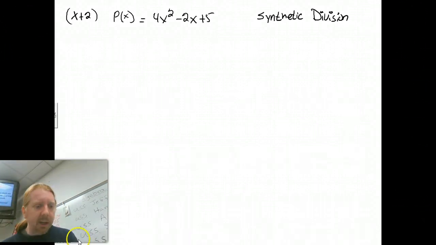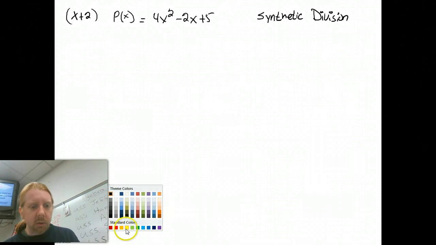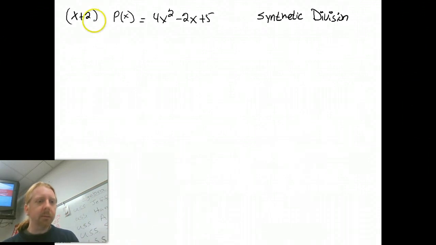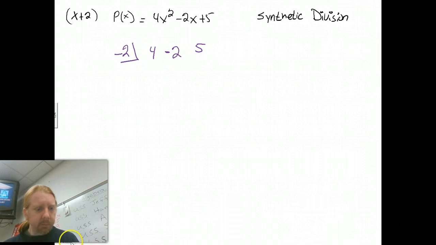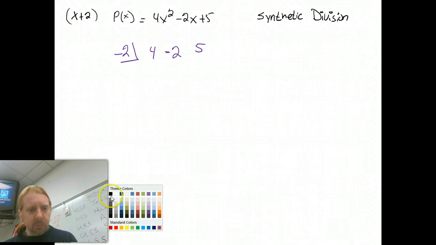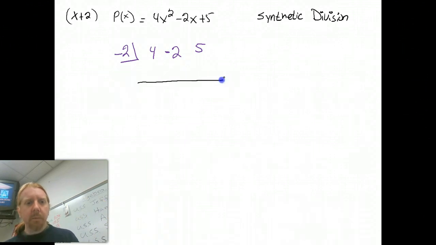So I set it up by taking that negative 2 that's up here. So I put that in the box. Now I grab my coefficients. So 4, negative 2, and 5. Now I follow the algorithm. So I bring it down. So bring down my 4.